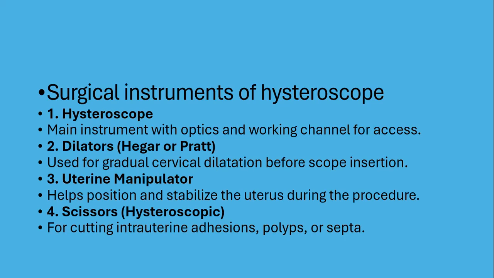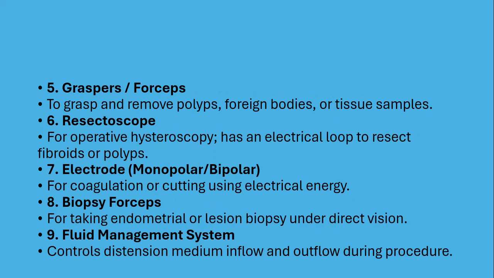Surgical instruments of hysteroscope. 1. Hysteroscope. Main instrument with optics and working channel for access. 2. Dilators, Hegar or Pratt. Used for gradual cervical dilatation before scope insertion. 3. Uterine manipulator. Helps position and stabilize the uterus during the procedure. 4. Scissors, hysteroscopic. For cutting intrauterine adhesions, polyps, or septa. 5. Grasper or forceps. To grasp and remove polyps, foreign bodies, or tissue samples.